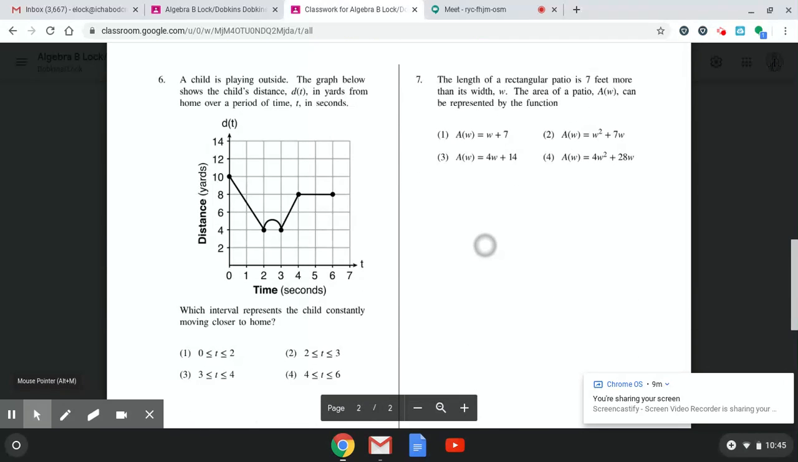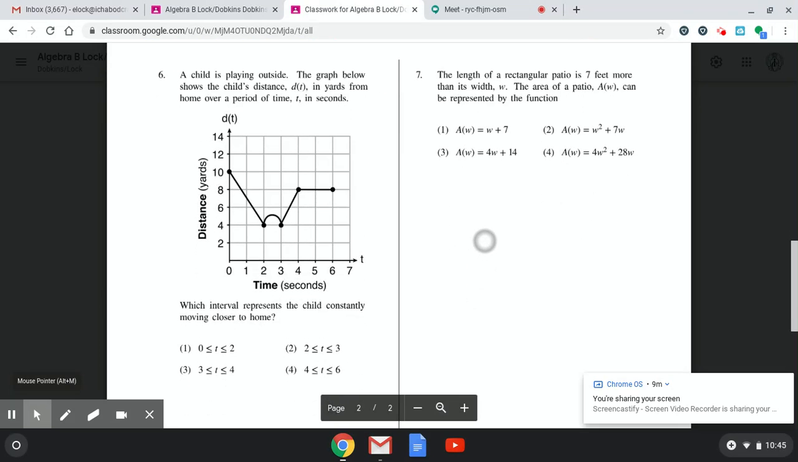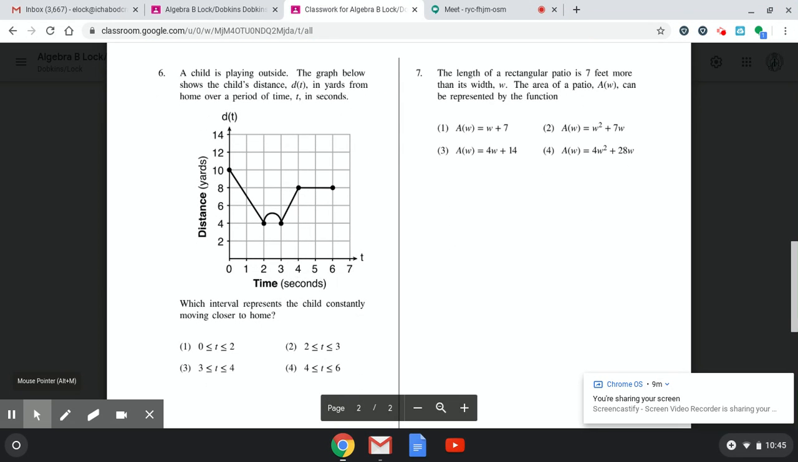So looking at number 6. A child is playing outside. The graph below shows the child's distance in yards from home over a period of time t. So the wording is pretty important. It's showing the child's distance from home over a period of time t. So at the start, the child is 10 yards away from home, okay? What happens along that line up to 2 seconds of time passing?